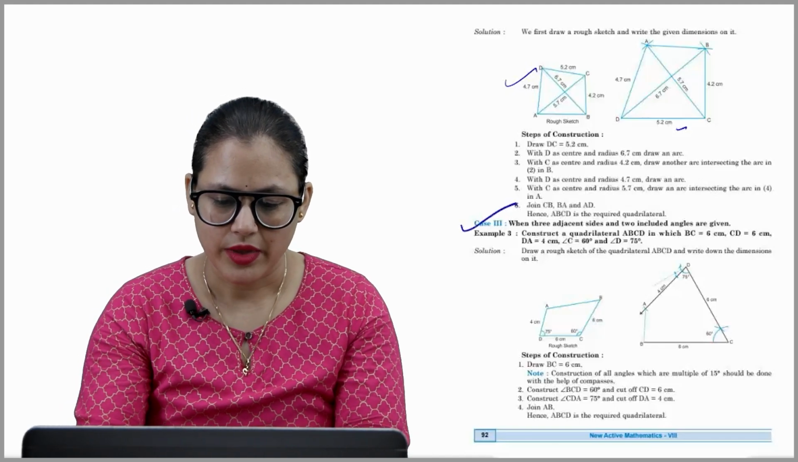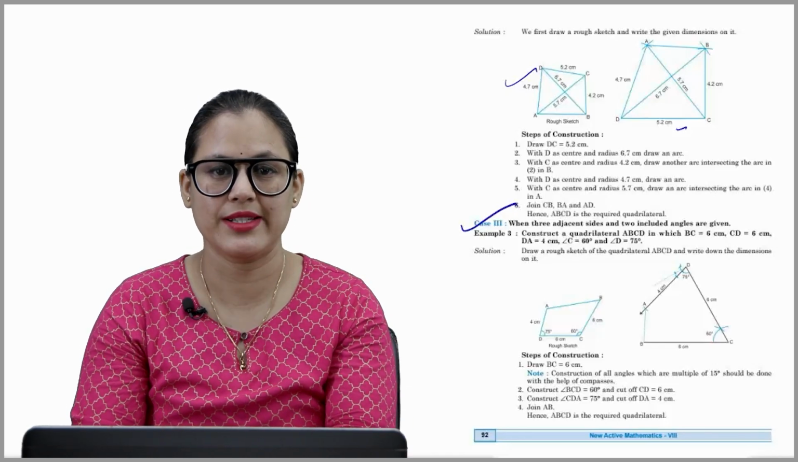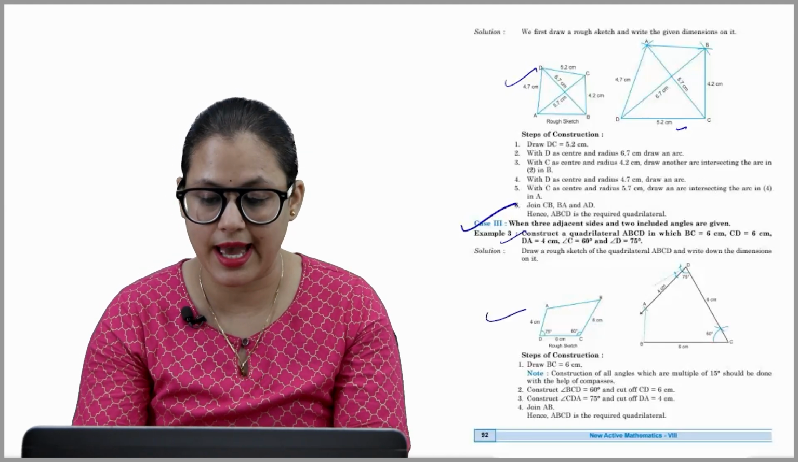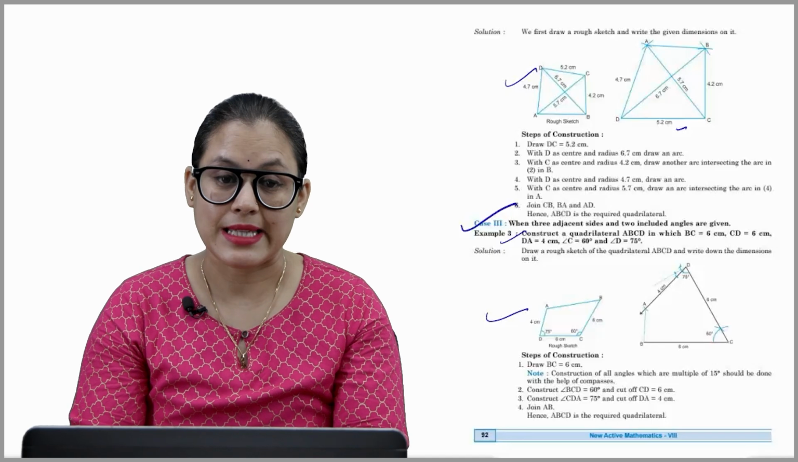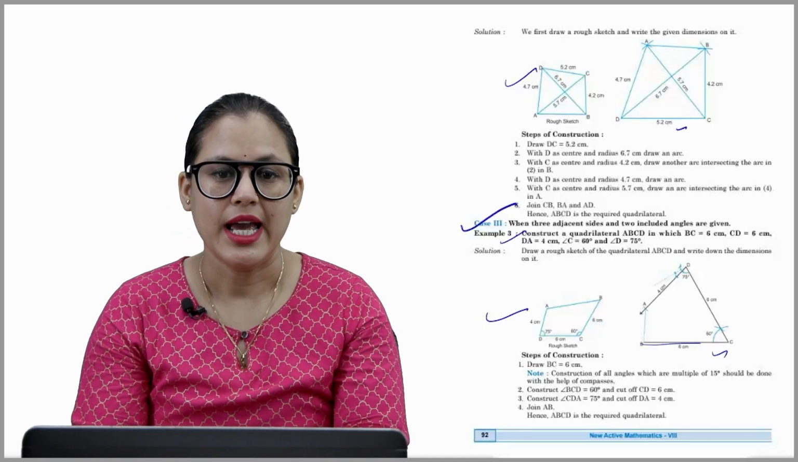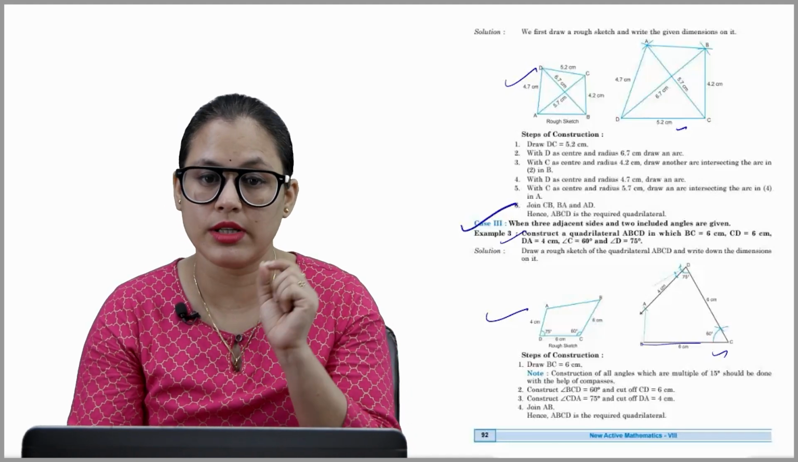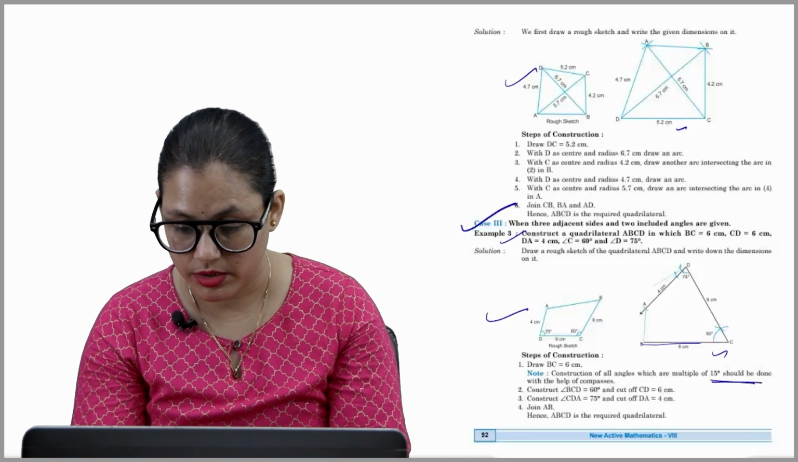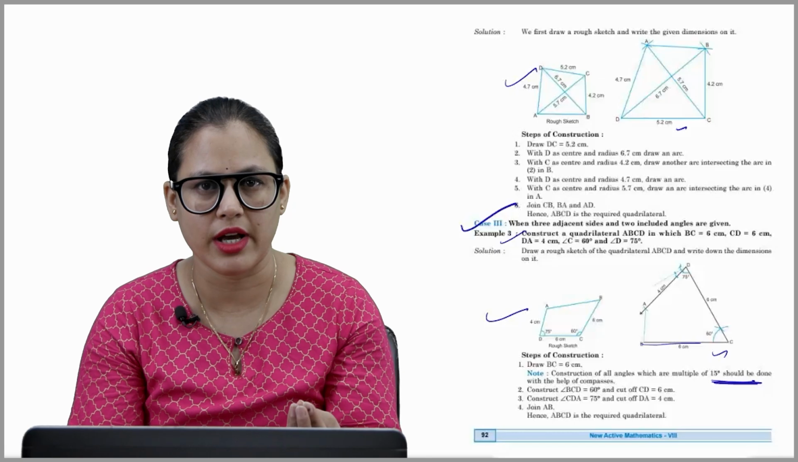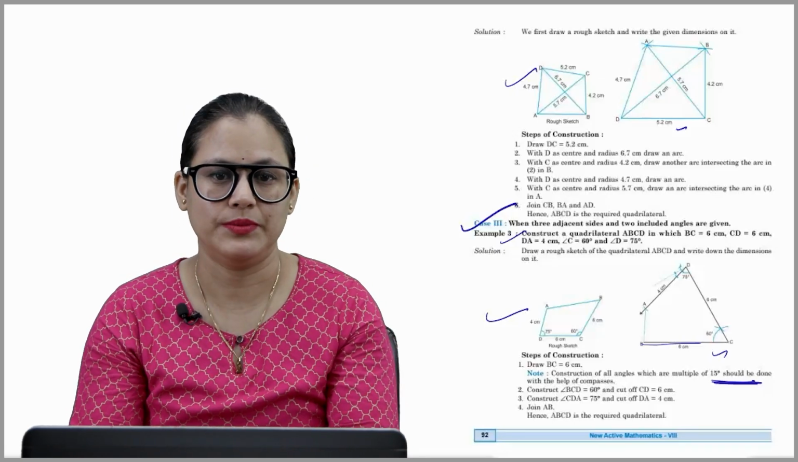Case 3, when 3 adjacent sides and 2 included angles are given. Example is this. First, we'll draw a rough sketch of the quadrilateral and write the dimensions on it. Steps of construction. Number 1, draw BC equals 6 centimeter. Note, construction of all angles which are multiples of 15 degrees should be done with the help of compasses. Remember this: angles which are multiples of 15 degrees, like 75, 90, 105, 120. You will construct all these angles with the help of compass.